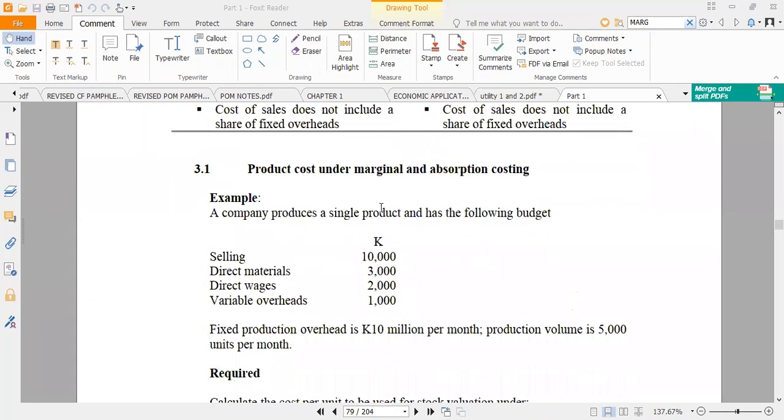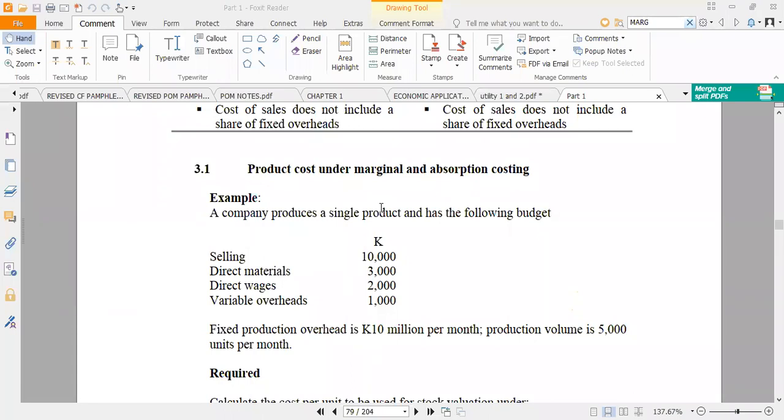So now we get into an example here. We're looking at the product cost under marginal and absorption costing. Example: a company produces a single product and has the following budget. Selling price is 10,000 kwacha.